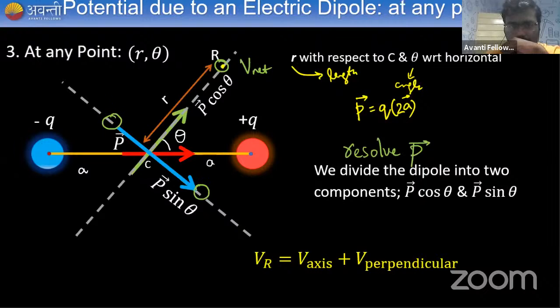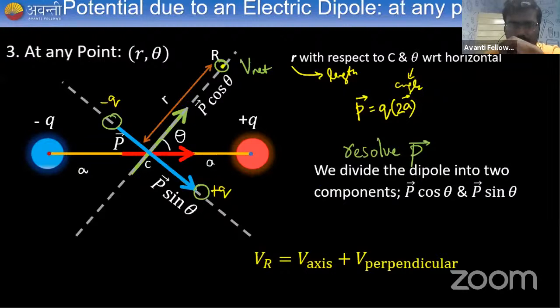When would I get P sin theta, guys? If I have two poles in this direction, minus Q here and plus Q here, I'll get P sin theta in this direction. Now this point R will be on the equatorial plane of this dipole. Correct or wrong? Yes, correct, Hari Prasad.